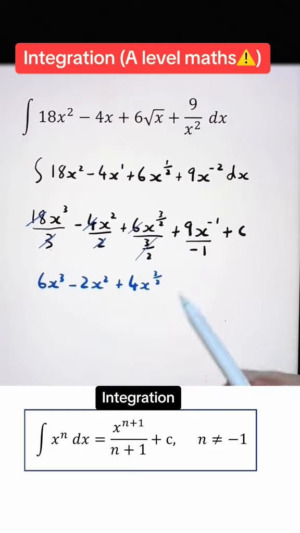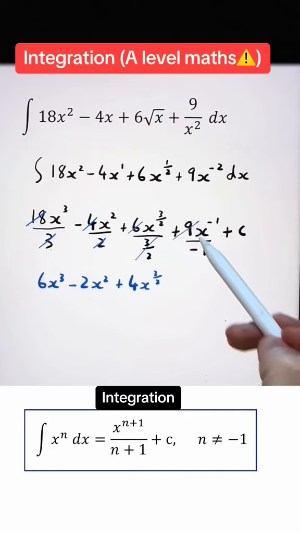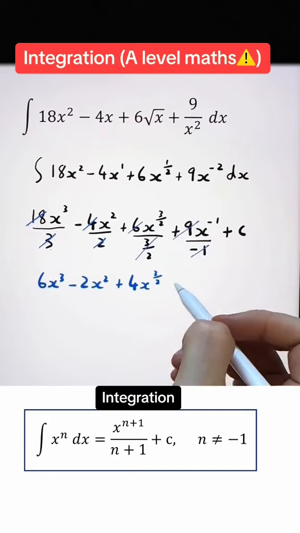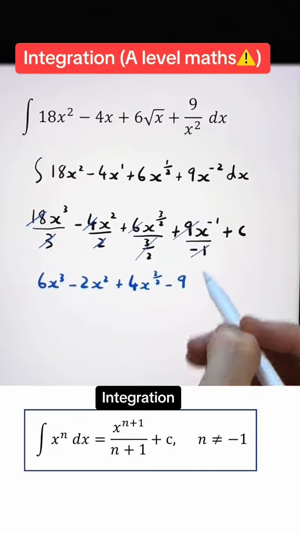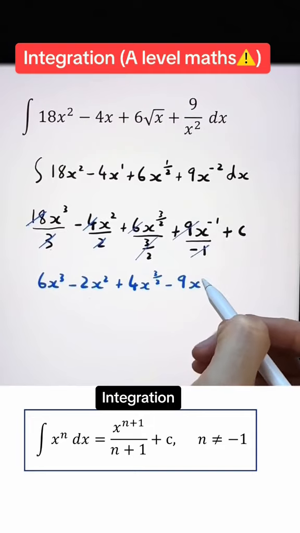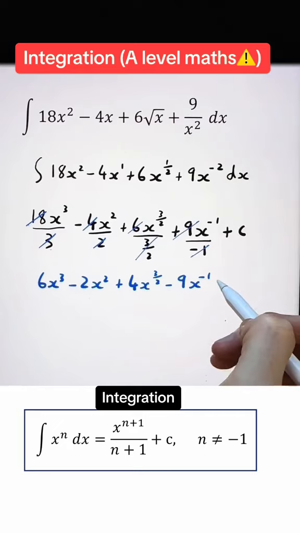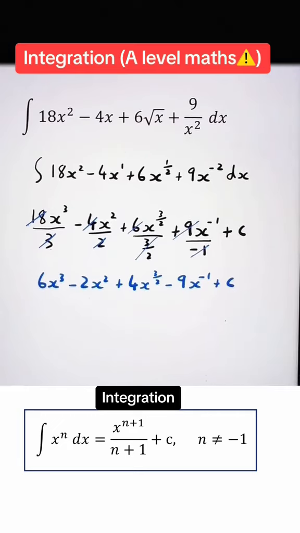I know positive 9 divided by negative 1. Well, a positive divided by a negative gives us a negative. That will give us negative 9 lots of x to the power negative 1. And I've still got my constant of integration, i.e. my plus c on the end.